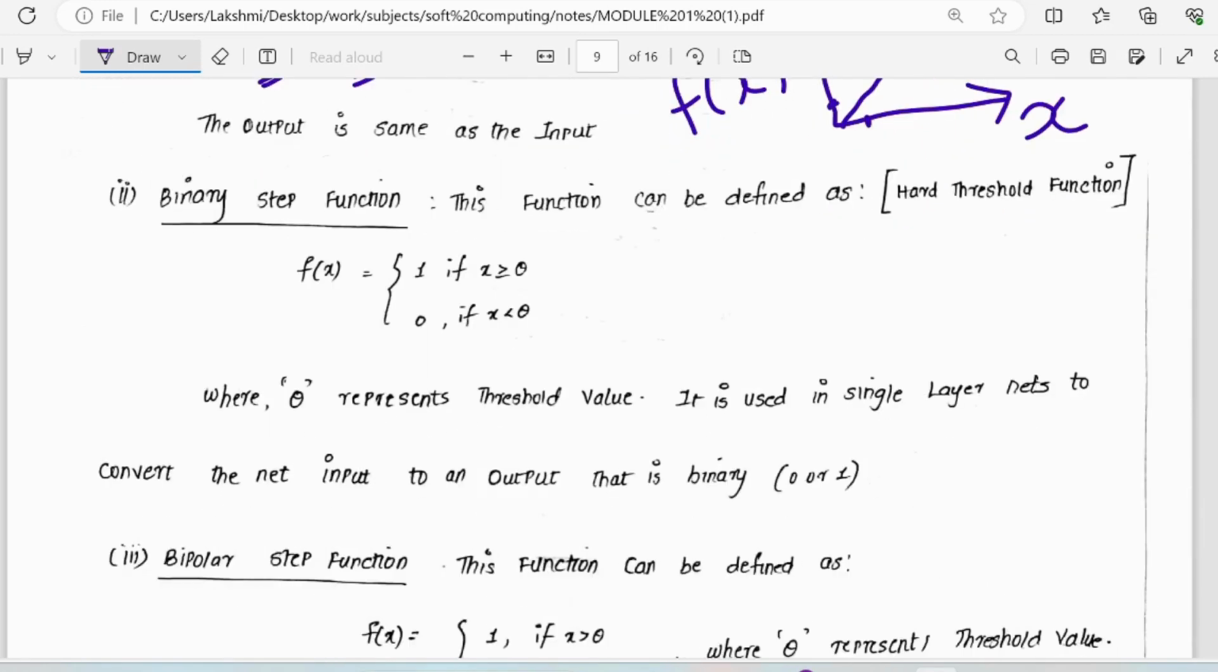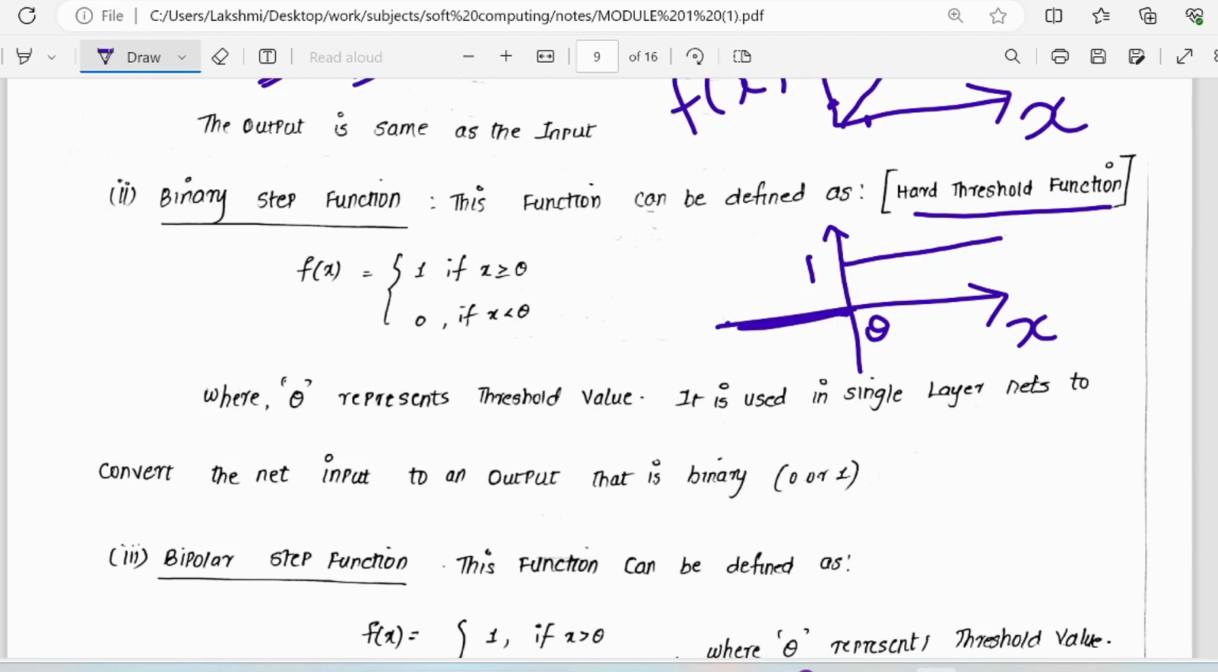Next, we have the binary step function. Imagine this is the graph and this is some value theta, which will be the threshold. Once the input x is greater than the threshold, the output will be 1, and when the input x is less than the threshold, the output will be 0. So this is also called a hard threshold function. That is, the threshold theta will define exactly what the output f of x is going to be.